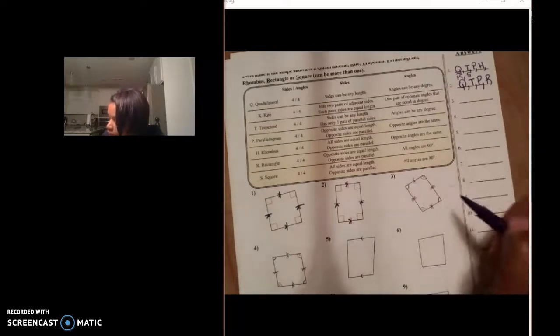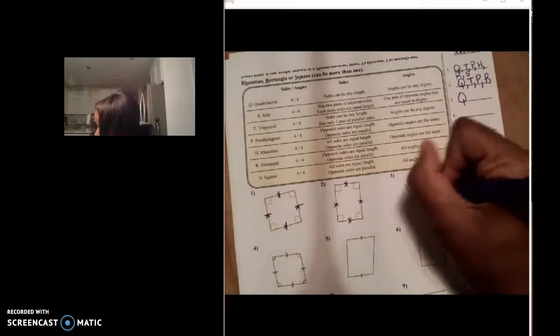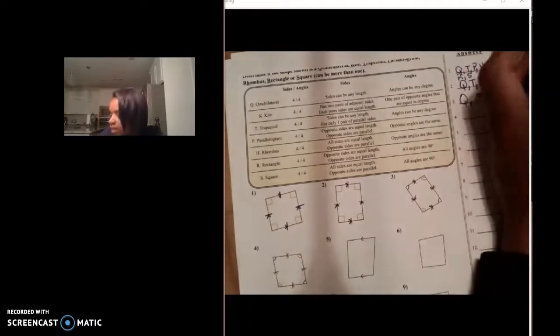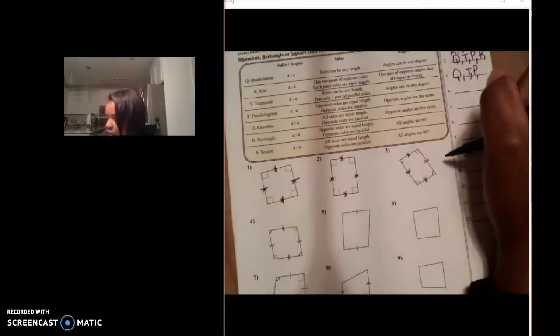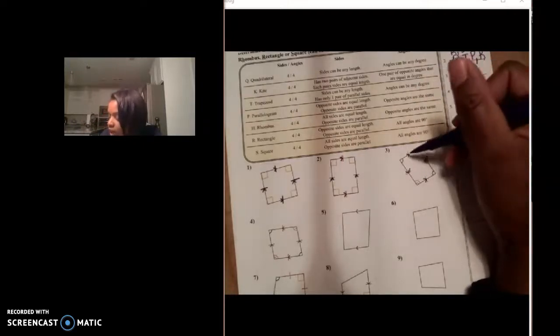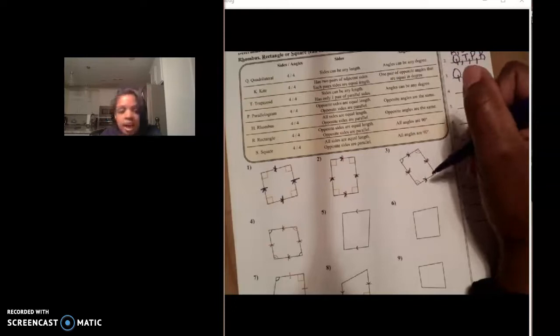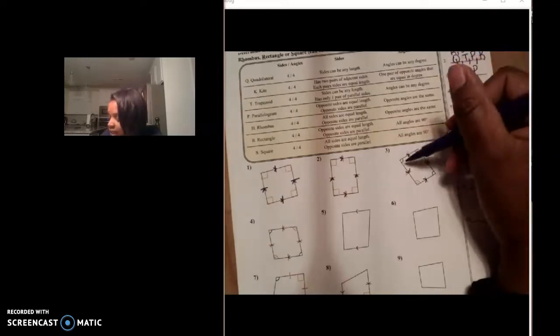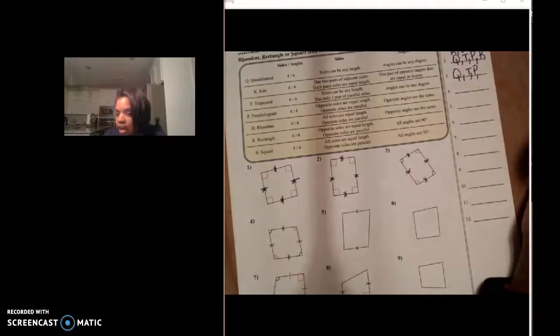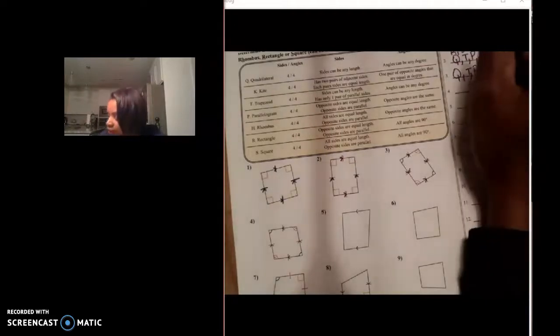Okay. Number 3, I noticed that it has 4 sides, so it's a quadrilateral. I see these little arrows here that represent parallel sides. So because of that, it's a trapezoid because it has at least one set, and it's a parallelogram because it has 2 sets. I'm also going to look and see if I see congruence. I don't see any congruence here with sides, other than the opposite sides, so it is not a rhombus. It is not a rectangle because it does not have 4 right angles, so that also means it's not a square.